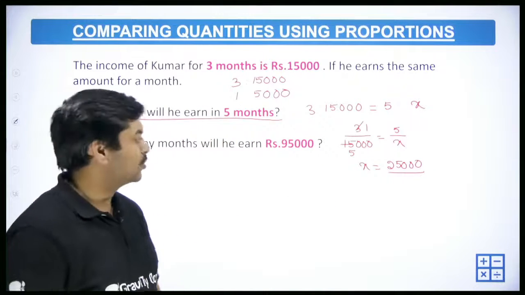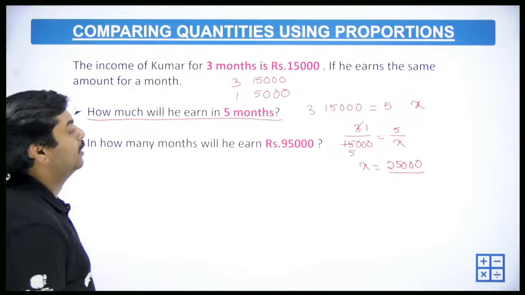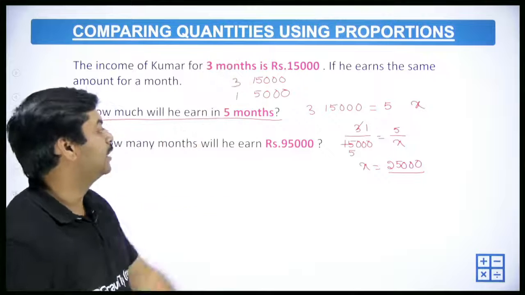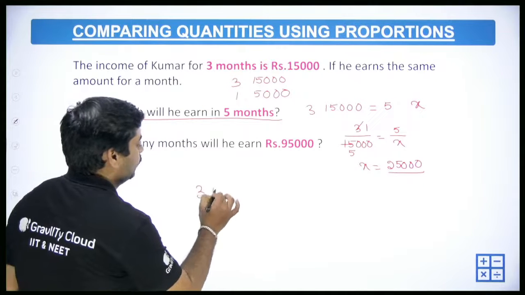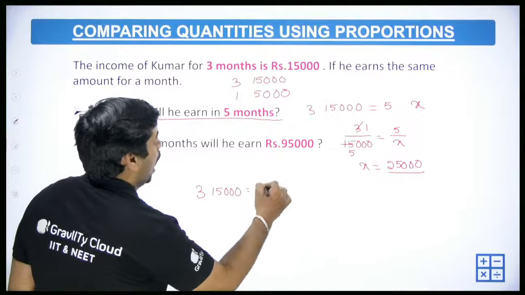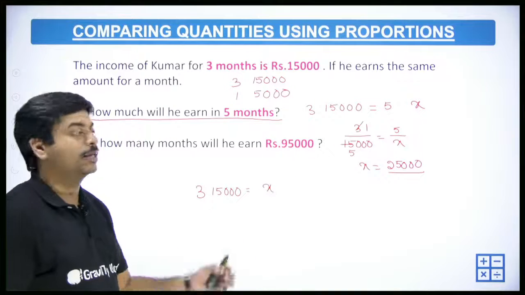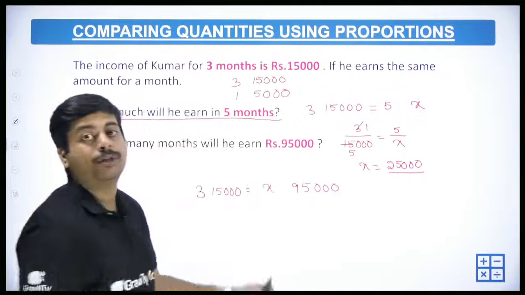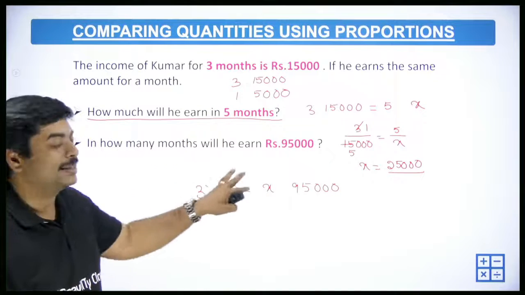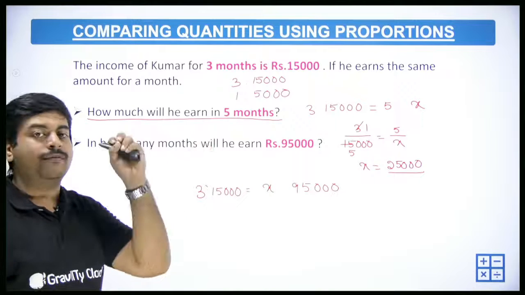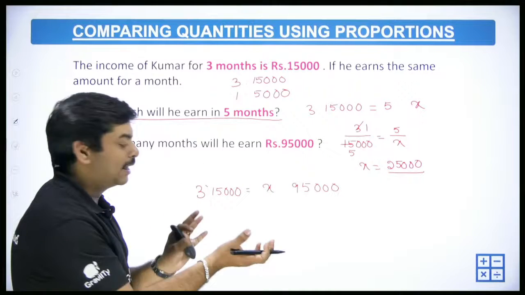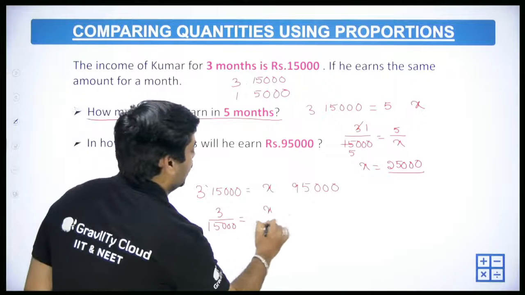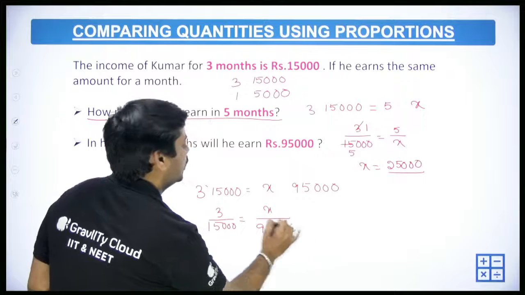That's what we have discussed in the last class. And how many months will he take to earn 95,000 rupees? For 3 months, it is 15,000. For how many months do we get 95,000? That is how we use proportion. A is to B and C is to D, these two are in proportion. So when we say in proportion, we can equate the fractions directly. So 3 by 15,000 is equal to X by 95,000. Once you solve this, you will get the answer.